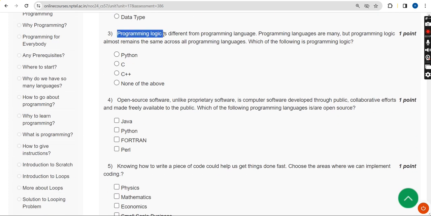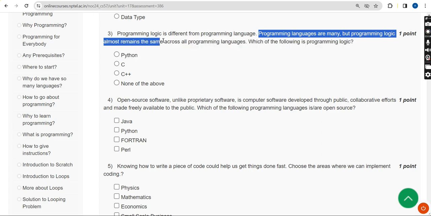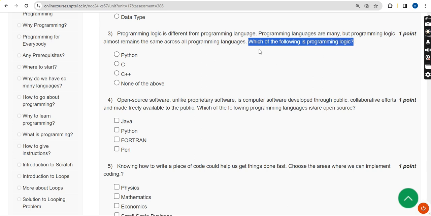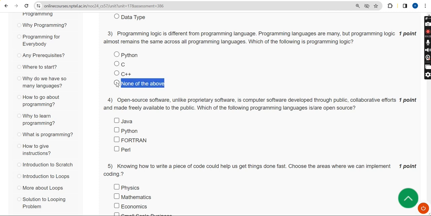Third one: programming logic is different from programming language. Programming languages are many, but programming logic almost remains the same across all programming languages. So which of the following is a programming logic? Here they have given Python. Python is a programming language. C is also a language. C++ is also a programming language like C. So the answer is none of the above. Here they have asked about programming logic, and there is nothing logic mentioned here. So none of the above is the correct answer. Now let's move on to the fourth question.